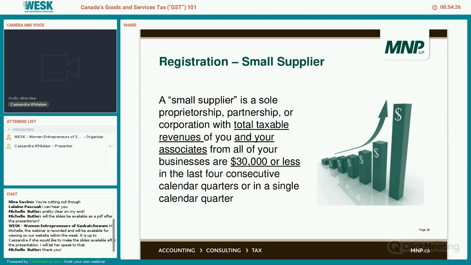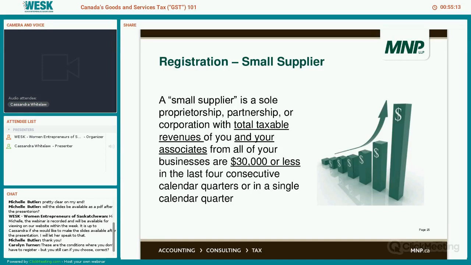So what is a small supplier? A small supplier is a sole proprietorship, a partnership, or corporation with total taxable revenues of the business and its associated businesses are $30,000 or less in the last 4 consecutive calendar quarters or in a single calendar quarter. Your total taxable revenues are going to be your worldwide sales of goods and services, which are subject to GST. This does include your zero-rated supplies, but does not include your exempt supplies. It does not include goodwill, financial services, or sales of capital property. The threshold for public services bodies such as charities, nonprofits, and universities is $50,000 or less, so they do get a bit of a higher threshold.